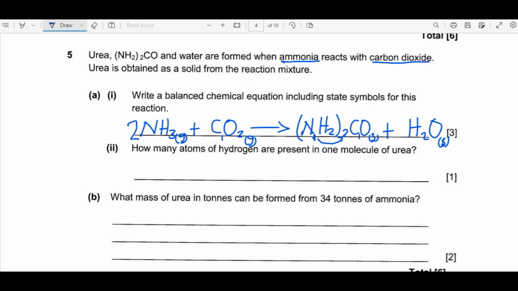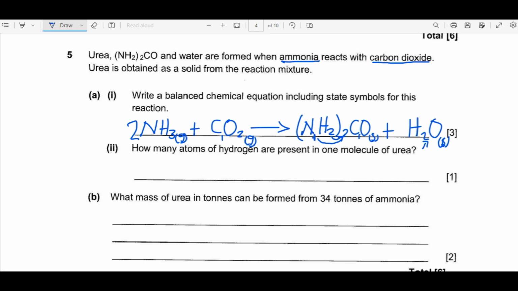Now let's check for hydrogen. So there is 2 here, 2 times 2 will give us 4. 4 plus 2, 6. 2 times 3, 6. Then our equation is now balanced.